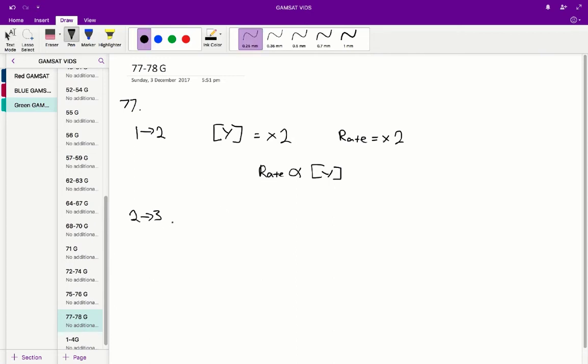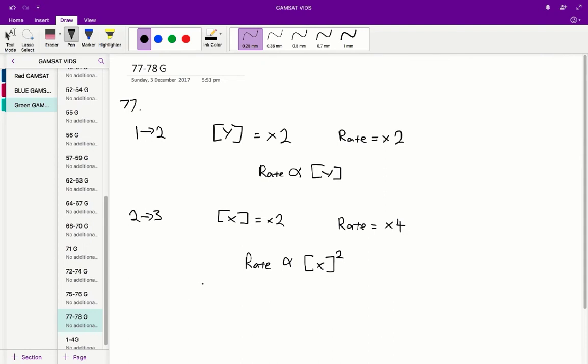When we go from experiment 2 to 3, the concentration of X also doubles. However, when we go from 2 to 3, the rate of reaction actually goes up by 4. So what we're essentially saying is that the rate of reaction is going to be proportional to the concentration of X squared. So if our concentration of X goes up by 2, then our overall rate of reaction will be equal to 2 squared, which is 4. So our rate of reaction goes up by 4.